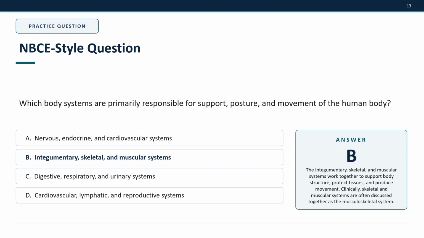All right, so hopefully you picked answer B, the integumentary, skeletal, and muscular systems. Remember, these are the systems primarily responsible for body structure, protecting tissues, and to produce locomotion or movement. Clinically, the skeletal and muscular systems are often discussed together as the musculoskeletal system. That should kind of be self-explanatory, but it isn't always, and I don't like to assume, so I always say that. But again, your skin, your bones, and your muscles are primarily giving you this posture and this support throughout the body.